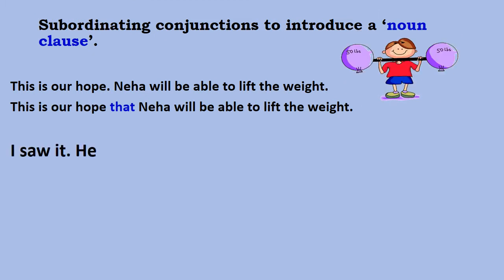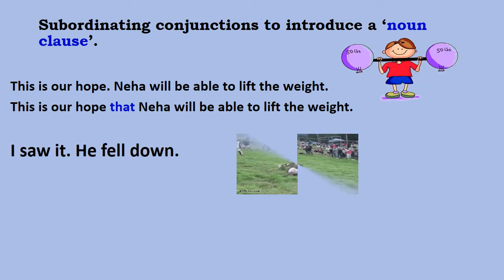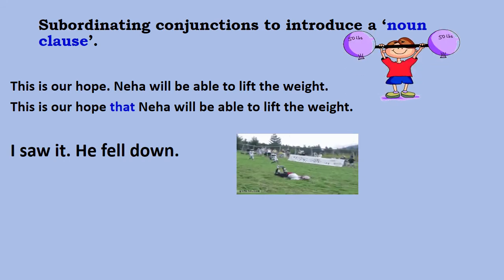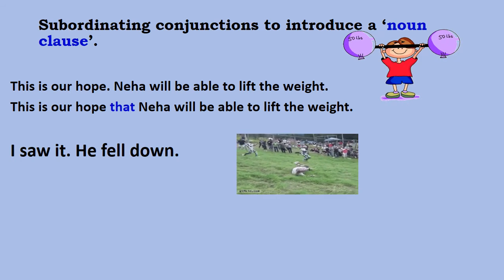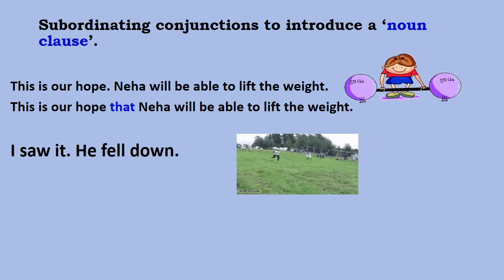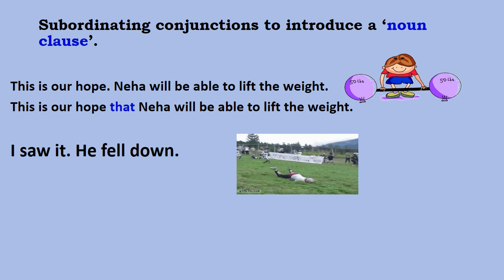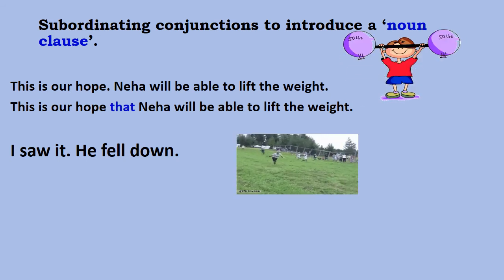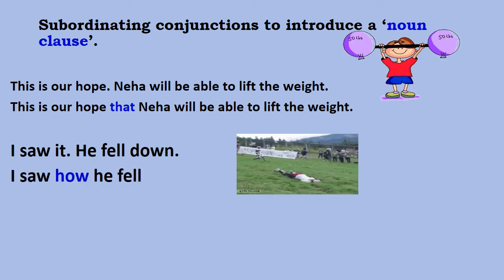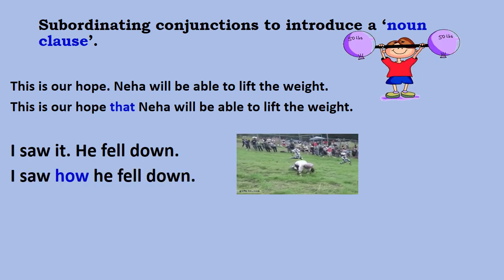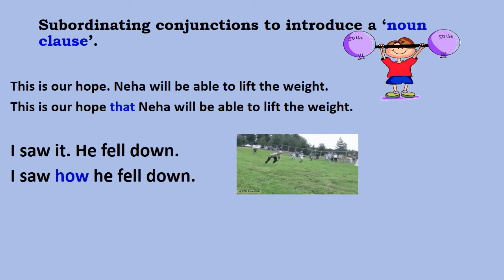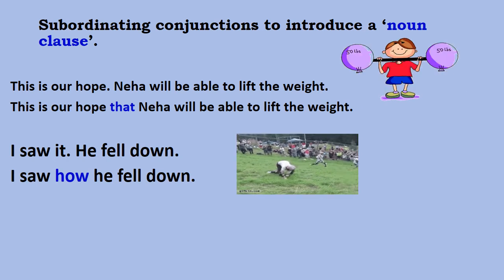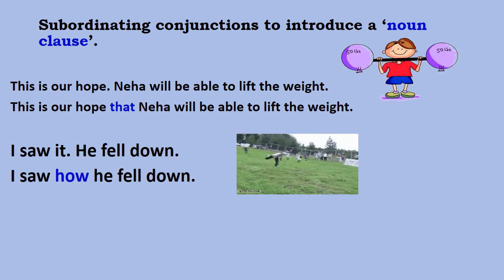I saw it. He fell down. See, when we see these two sentences separately, we will say that they are conveying meaning. He fell down and I saw it. But when I join it with a subordinating conjunction, it goes as: I saw how he fell down. Now here, how he fell down is a dependent clause because it is not serving a complete meaning by itself.